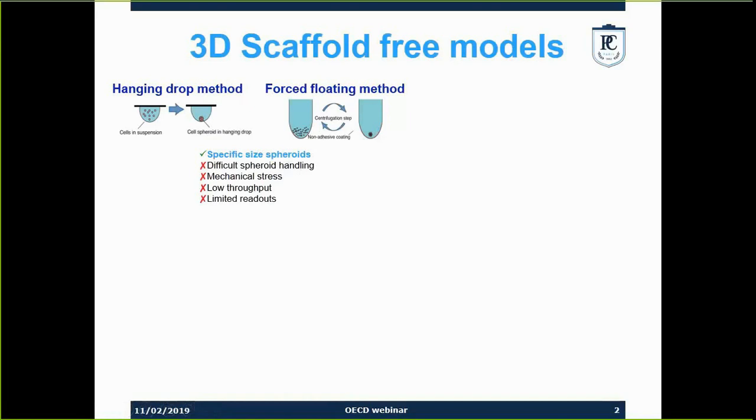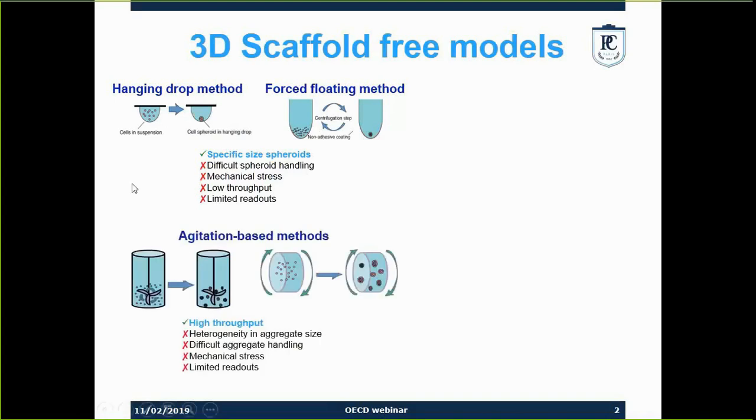Also, this method is not adapted for high throughput, as you have just one spheroid per experimental point, and you need to pool at least 8 or 10 of them to have enough cells to run your assay. The quantity of cells also limits your readouts, depending on what you want to see.